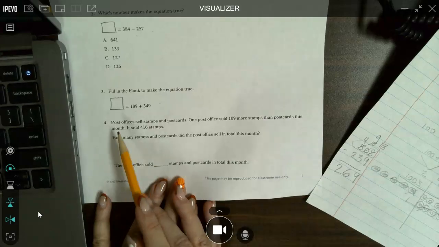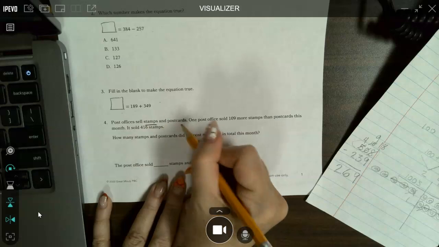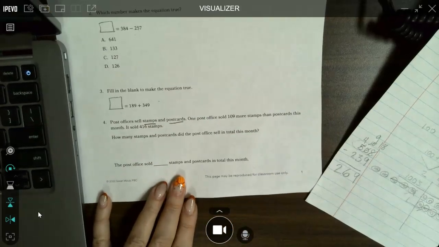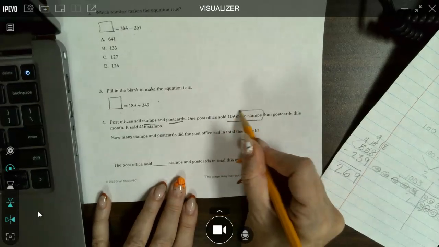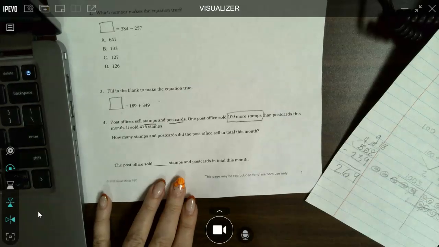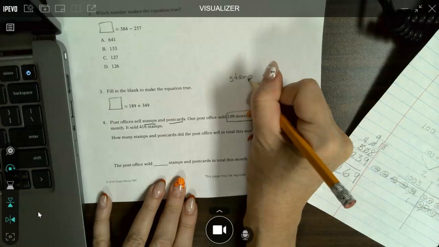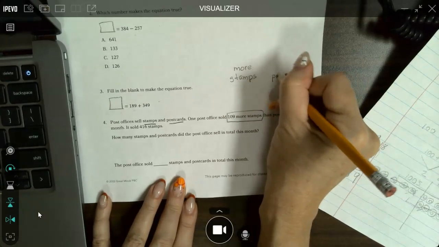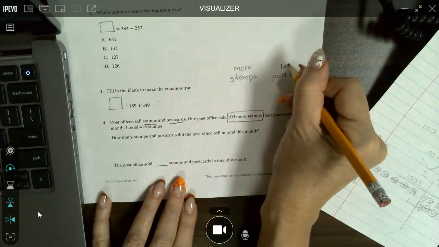So this problem says post offices sell stamps and postcards. One post office sold 109 more stamps than postcards. I need to make a note. Stamps was more. Postcards are less. This is going to be important.